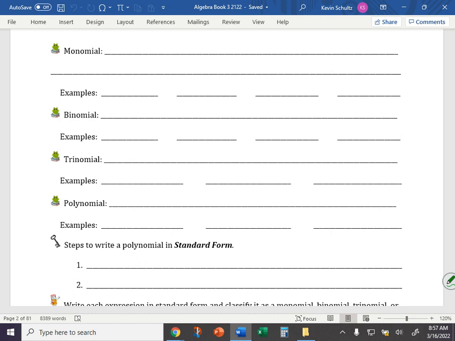And the first one is a monomial. What does the prefix mono mean? One, okay? And then nomial kind of refers to a term. So a monomial is a one-term expression, okay? One-term expression. So that leads us to the next question, what is a term? Okay, give me an example of a term.